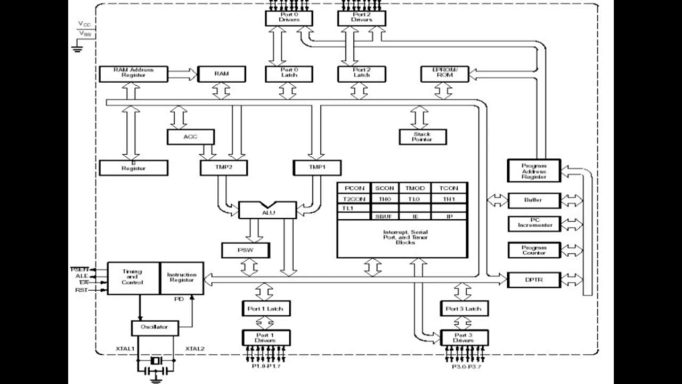So IR, the instruction register, holds the opcode of the current instruction. Next one, we are going for RAM addressing registers. This is similar to a program address register. It holds the address of the reference data here. All of these are connected to each other in order to perform the task.